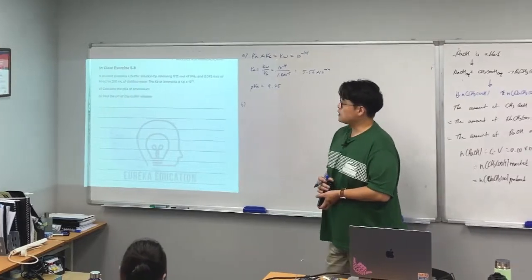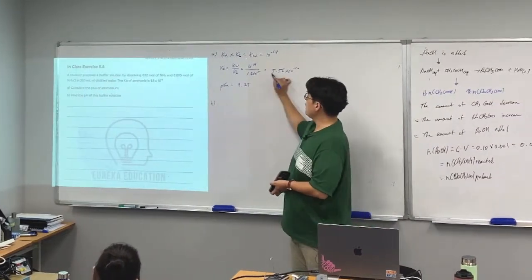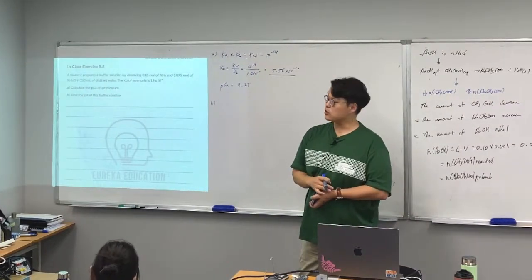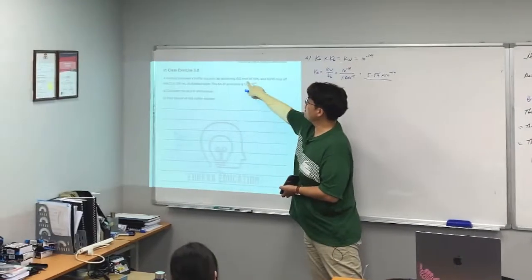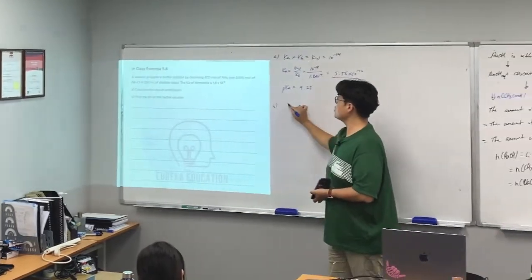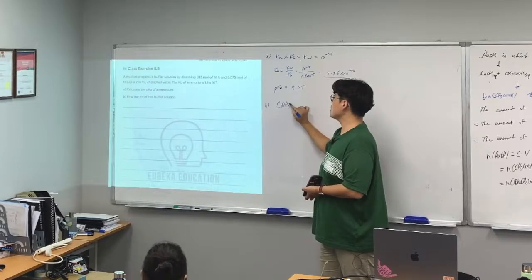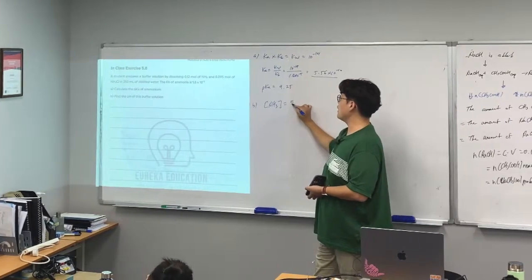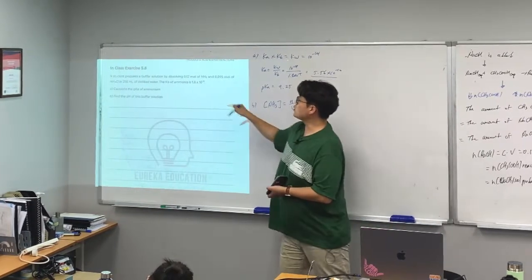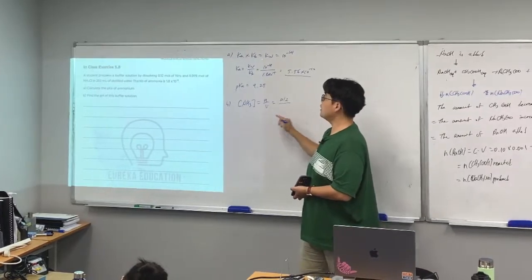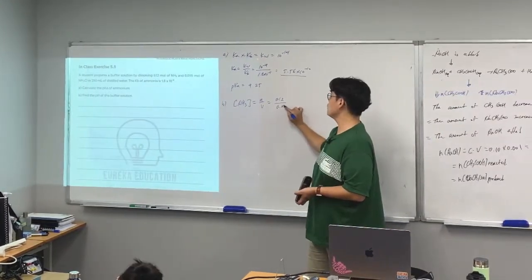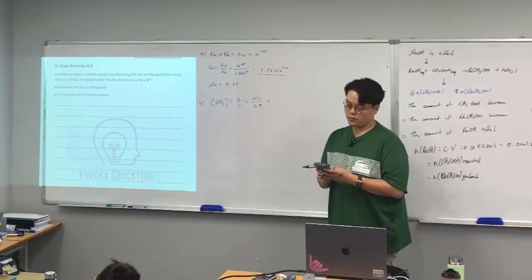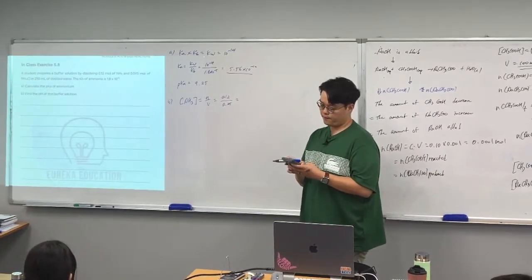B. Find the pH of this buffer solution. Now we're given the Ka value, which is the more important thing we're going to use. What we have been given is 0.12 mole of ammonia, so think about the concentration of ammonia. That can be found by n over V. The n is 0.12, divided by the volume here, 250 mL, which is 0.25 L. So 0.12 divided by 0.25.